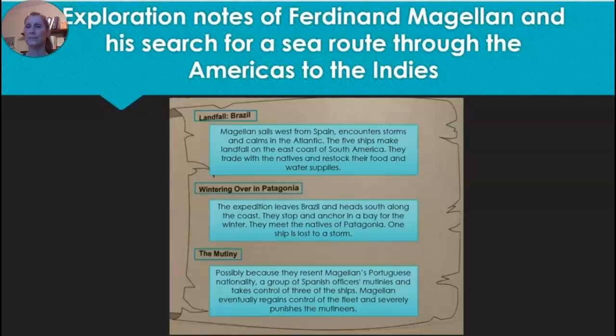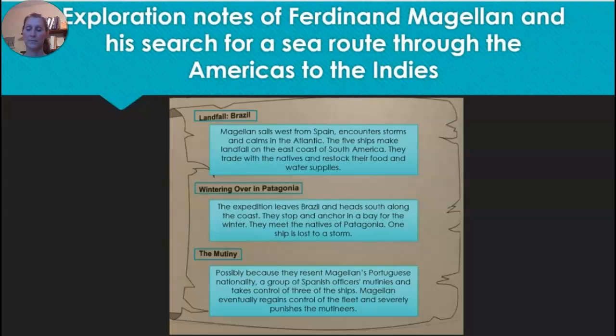Exploration notes of Ferdinand Magellan and his search for a sea route through the Americas to the Indies. So, landfall in Brazil. Magellan sails west from Spain, encounters storms and calms in the Atlantic. The 5 ships make landfall on the east coast of South America. They trade with the natives and restock their food and water supplies.